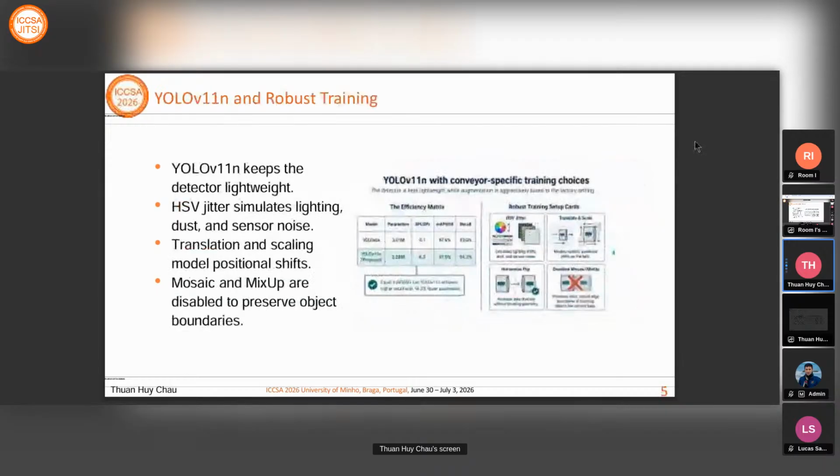Next, we use YOLO version 11 Nano because it is lightweight and suitable for real-time deployment. In our comparison, the model keeps the same metric as YOLO version 8 Nano, but uses fewer parameters and achieves higher recall. Additionally, the training is set up for the conveyor environment. HSV jitter simulates lighting change, dust, and sensor noise. Translation and scaling model small positional shifts on the belt.